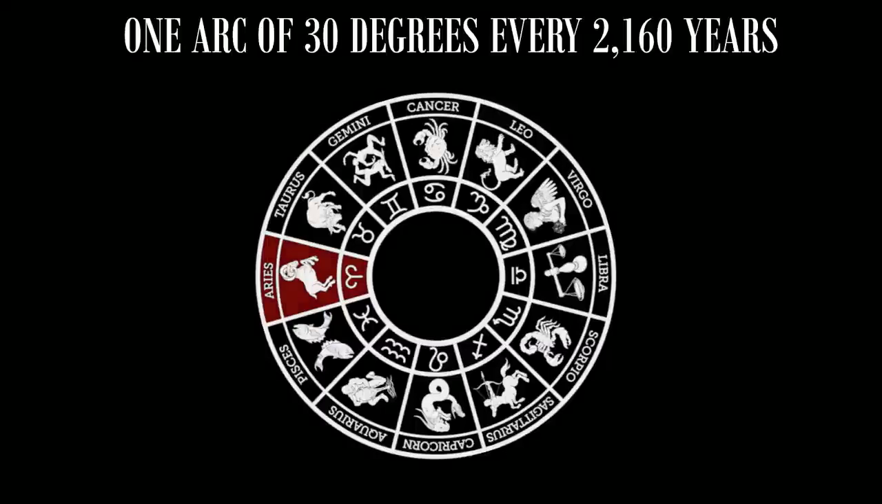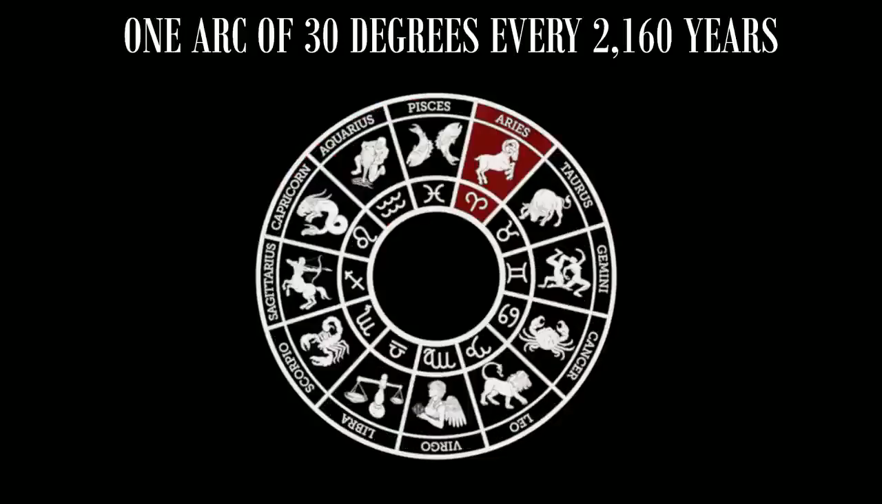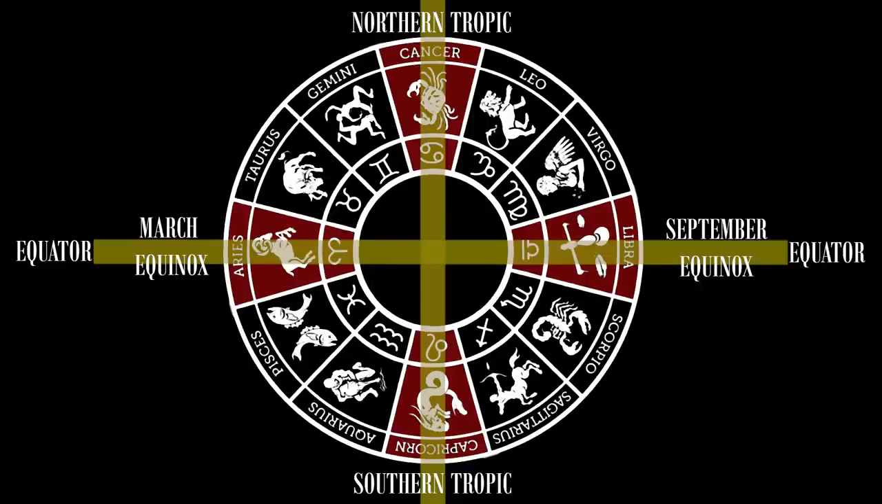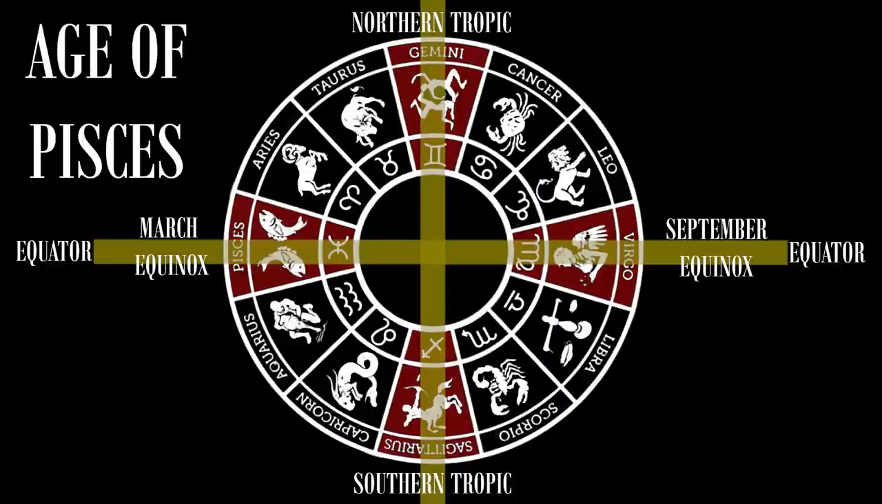This rotation keeps shifting one arc every 2,160 years until the wheel makes a full circle, or what is known as a great year. Why is this important? What we see here, and what the mainstream narrative confirms, is that the tropics of Cancer and Capricorn occurred during the age of Aries. For the last 2,000 years or so, we have been in the age of Pisces.